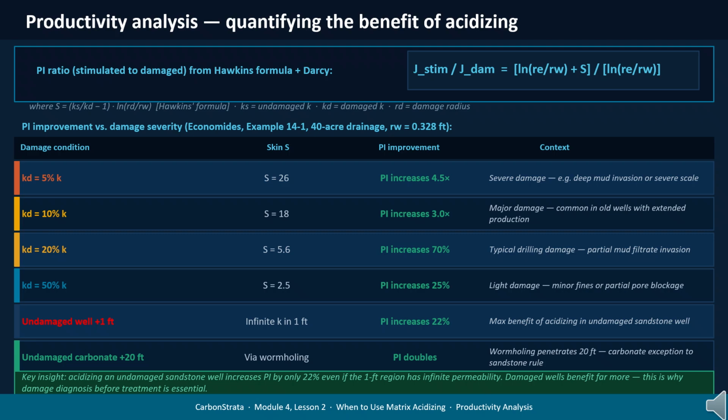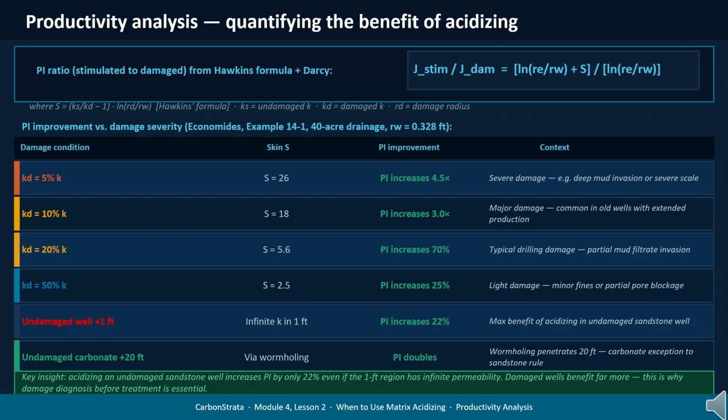Now go to the bottom. Undamaged well. No skin to remove. Even if you improve the 1 foot region completely. Only 22% increase. This is the key line on the slide. Now read the carbonate line. Same condition, but deeper penetration. 20 feet. Now PI doubles. So what changed? Not the acid. The radius of influence.